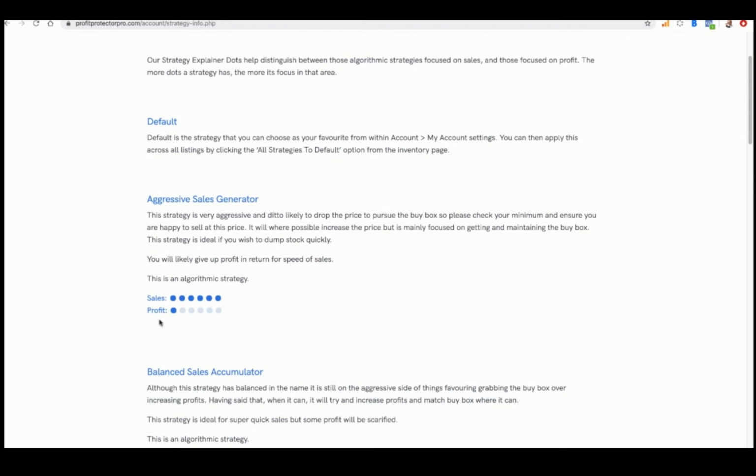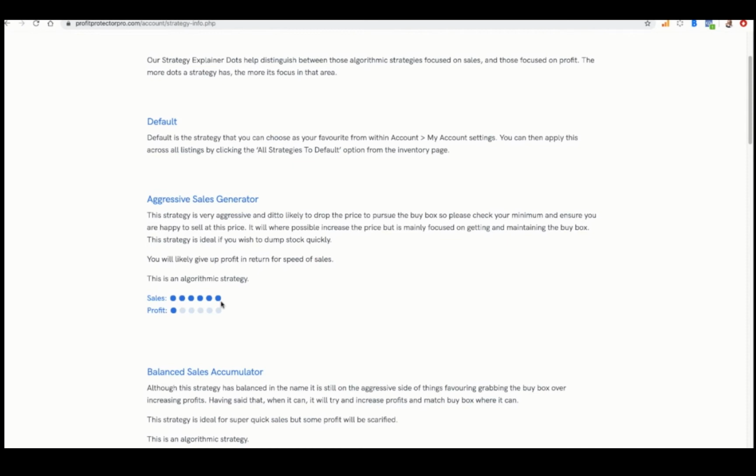And as you can see here, we've got the sales. So it's got 6 dots for sales and only 1 dot for profit. So that is super sales focused. As I say, when you want to dump stock or something like that, you need to get rid of it really quickly and get out, then that's the way to do it. But it is very aggressive. So don't underestimate how aggressive that is at getting you the buy box.